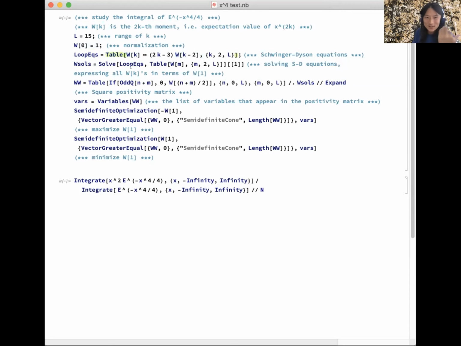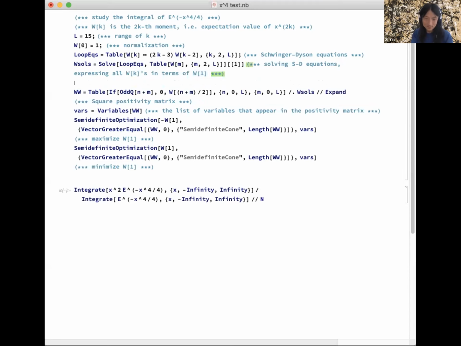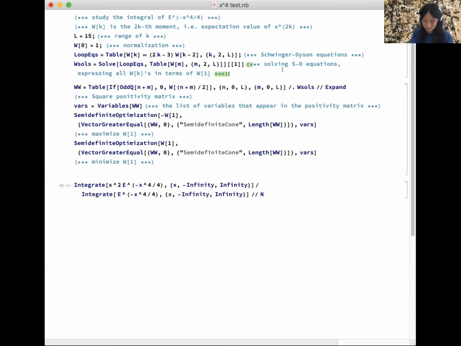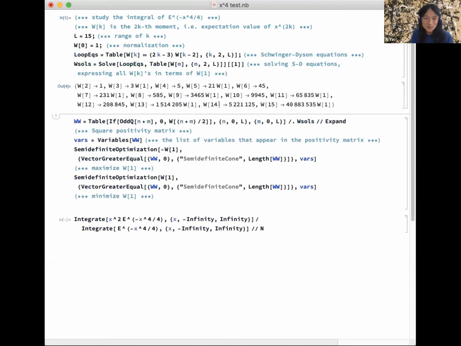With some coefficients, you can easily derive and solve these equations. You can solve everything in terms of w1, which is the expectation value of x squared. So after solving the loop equations, you express all the moments in terms of w1, and then you're going to have positivity conditions. Let me just show you this very quickly. You can run this, and you solve all the w's in terms of w1, right?